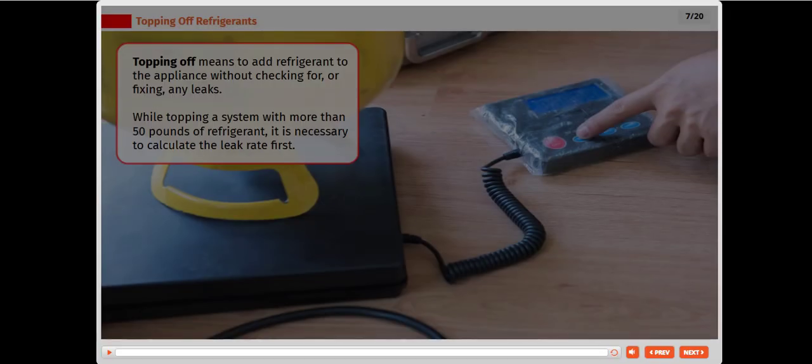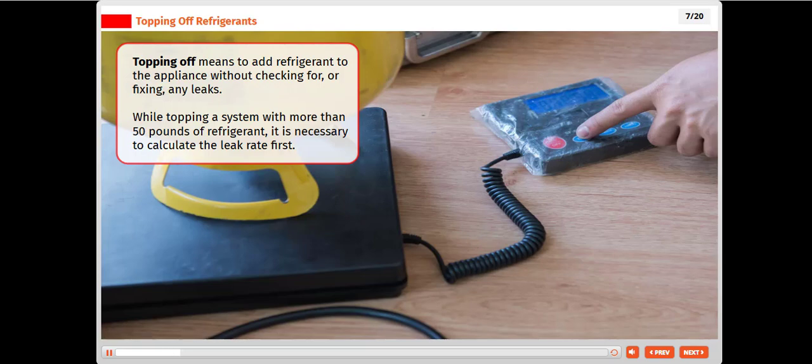Topping off means to add refrigerant to the appliance without checking for or fixing any leaks. While topping off a system with more than 50 pounds of refrigerant, it is necessary to calculate the leak rate first.